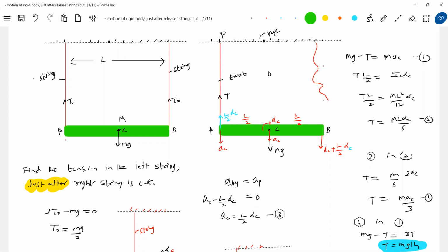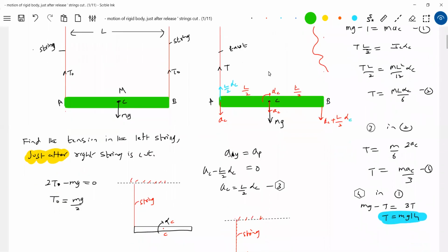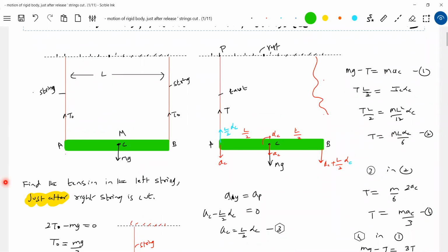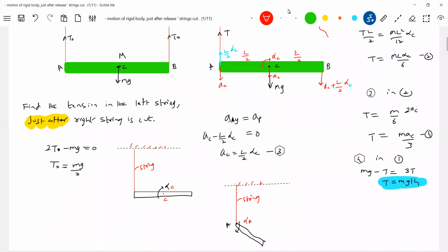The tension from T naught will change, suddenly becoming T. And it sets up a torque. It will rotate about C. This is what happens at that moment. Not only pure rotation, you can see translatory motion. So what is this equation? Translatory motion. And what is this? Rotatory motion. Afterwards, pure rotation motion. So I'm going to conclude here.